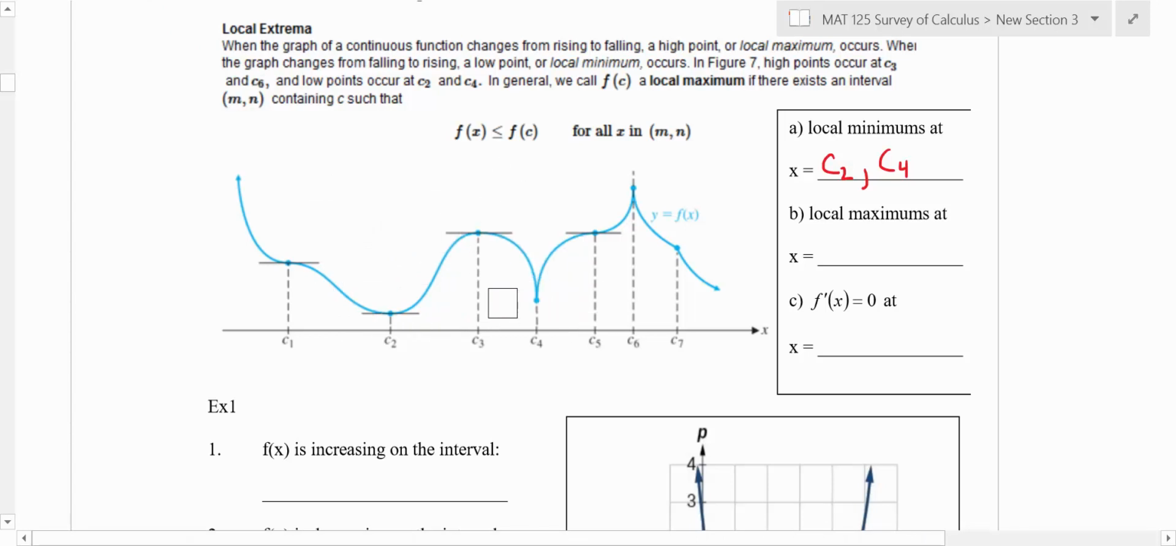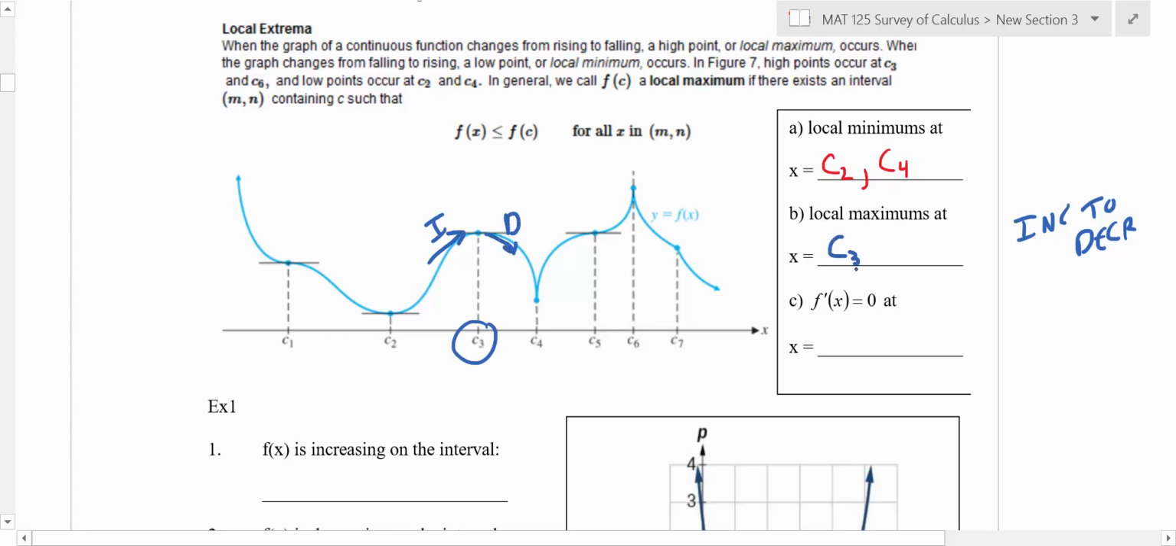The graph has to change from increasing to decreasing. So you want to look at places on this graph where you change from increase to decrease. Where does that happen? C3? So C3 is a good place. You're increasing, then you start decreasing when you get to that high point. So C3 would be one.